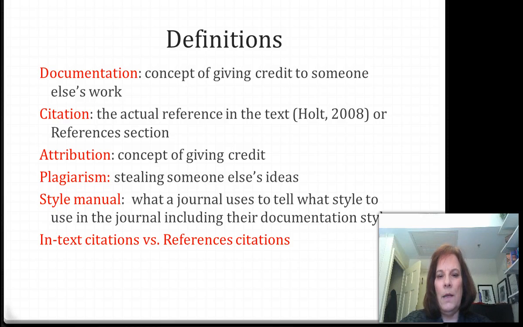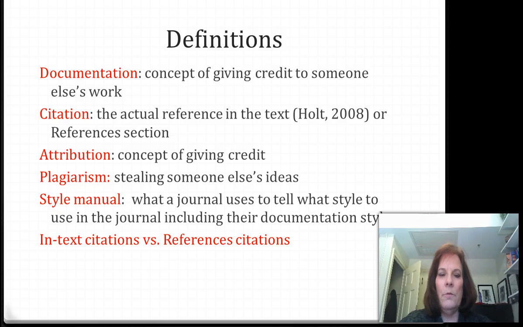In the text, meaning in the paragraphs, and there are several different kinds of citation styles. We'll talk about that in a minute. The references section obviously is at the end, and the in-text is within the paragraphs.